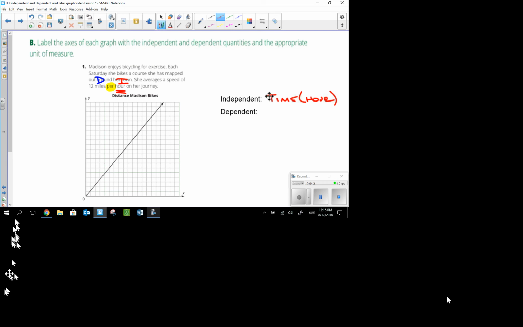And then distance in miles will be the dependent quantity. Excuse my writing there. And then, like the previous slide we just saw, independent always goes on the x-axis. All the graphs will have an x and a y on it. And dependent will always go on the y-axis.